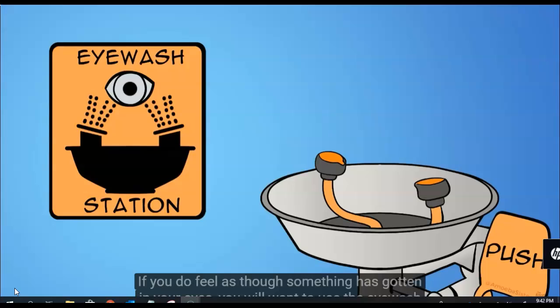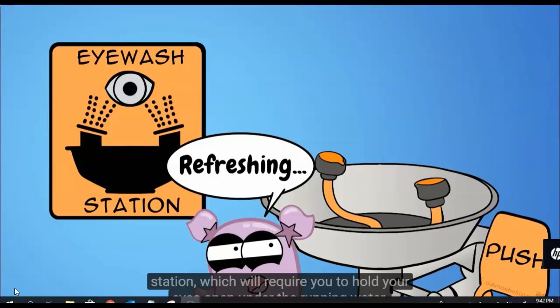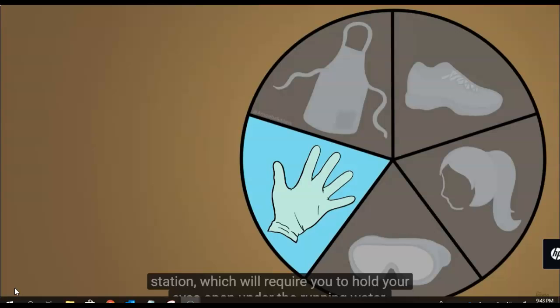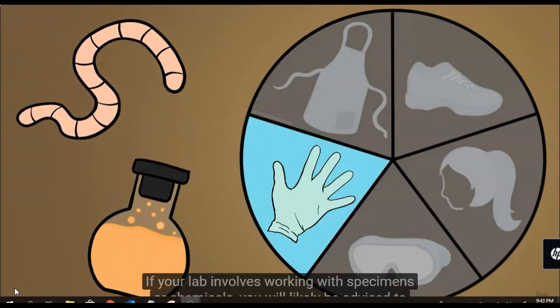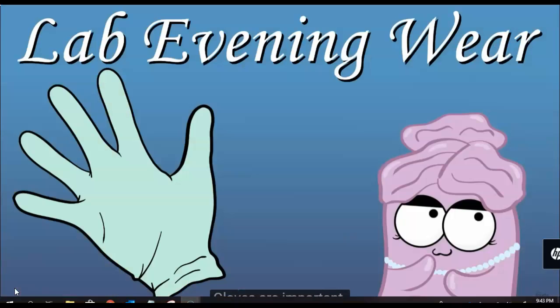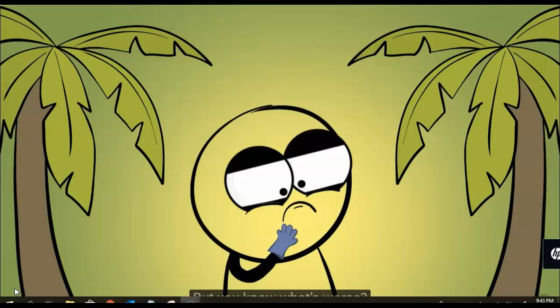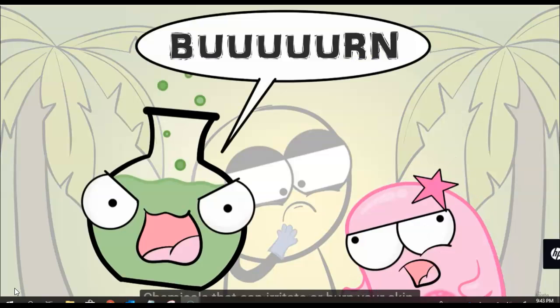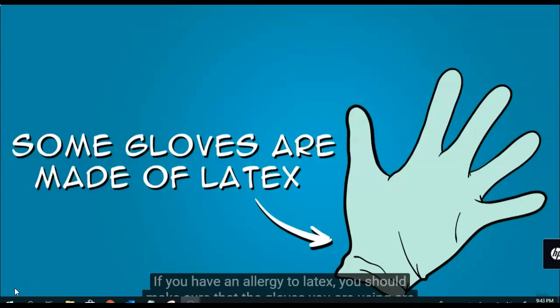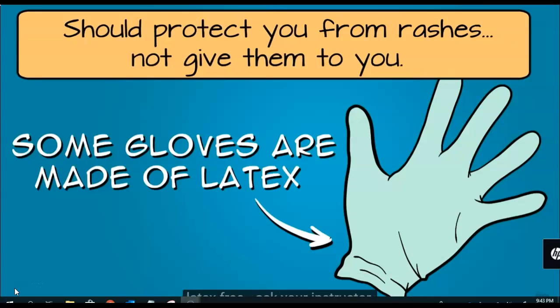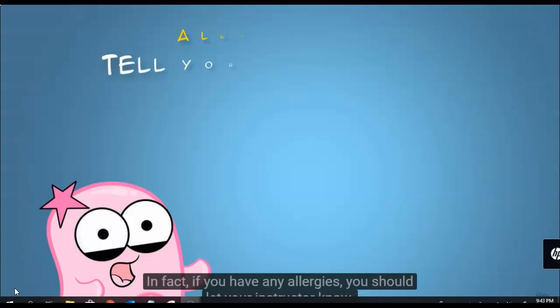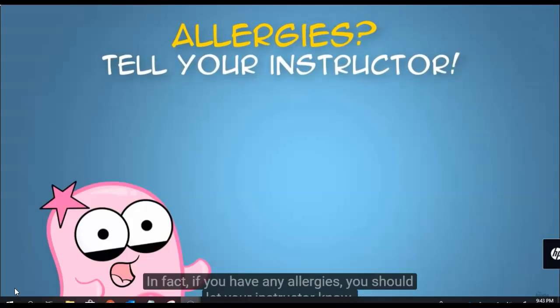If you do feel as though something has gotten in your eyes, you will want to use the eye wash station, which will require you to hold your eyes open under the running water. If your lab involves working with specimens or chemicals, you will likely be advised to wear gloves. Gloves are important. Yes, sometimes they make your hands feel clammy, but you know what's worse? Chemicals that can irritate or burn your skin. If you have an allergy to latex, you should make sure that the gloves you are using are latex-free. Ask your instructor. In fact, if you have any allergies, you should let your instructor know.